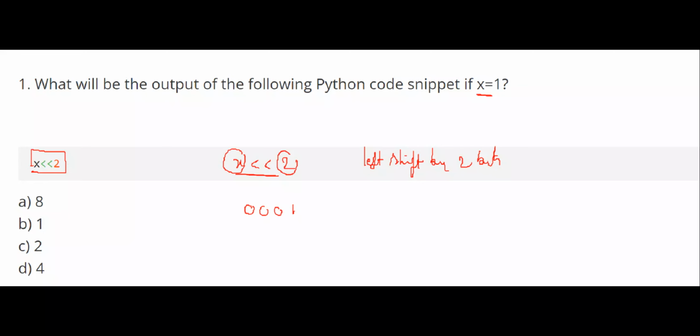Now what you have to do? You have to shift 2 bits left. This is the first bit and this is the second bit. That means 1 will come here. When you shift 1 two places, zeros will be occupied. So after the 2 bits left shift, the number will become 0 1 0 0, which is equivalent to 4. So the answer for this question is 4. That means if you perform a 2 bits left shift on number 1, it will give the output 4.